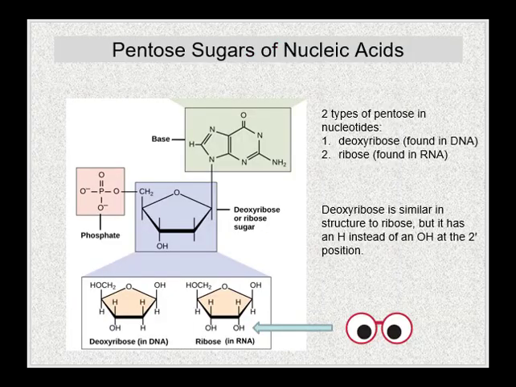There are two types of pentose sugars found in nucleic acids. The first is deoxyribose, which is found in DNA. And the second is ribose, which is found in RNA. The difference between the two sugars is the presence of the hydroxyl group on the ribose's second carbon and the hydrogen on the deoxyribose's second carbon.